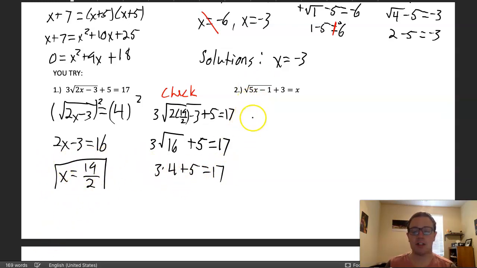Okay, now try problem 2 here. What's the square root of 5x minus 1 plus 3 is equal to x? What are our solutions for x? Make sure you check for extraneous solutions as well.